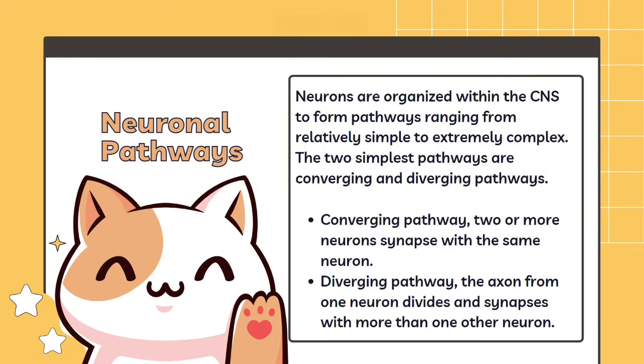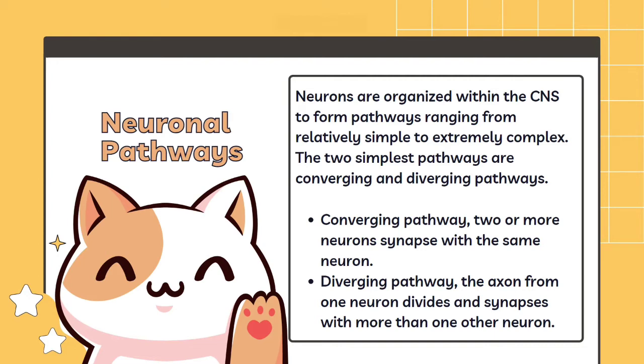The neural pathways. Neurons are organized within the CNS to form pathways ranging from relatively simple to extremely complex. The 2 simplest pathways are converging and diverging pathways. In converging pathways, two or more neurons synapse with the same neuron. This allows information transmitted in more than one neural pathway to converge into a single pathway.